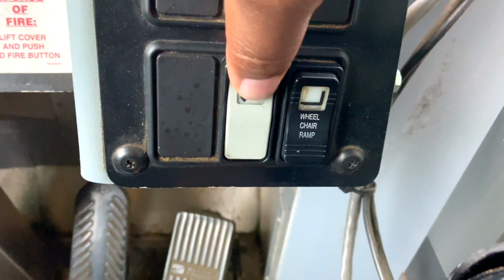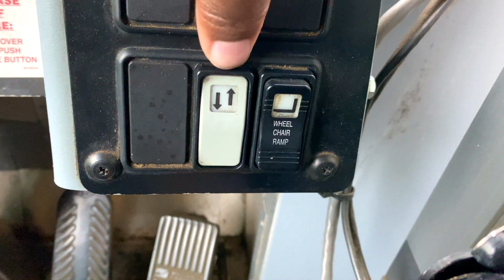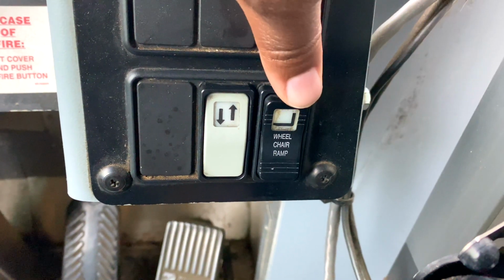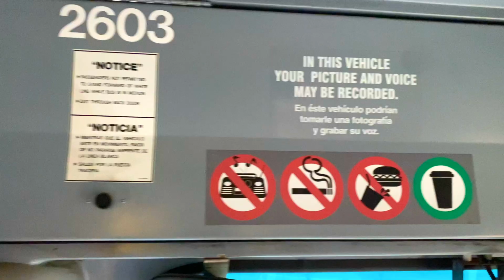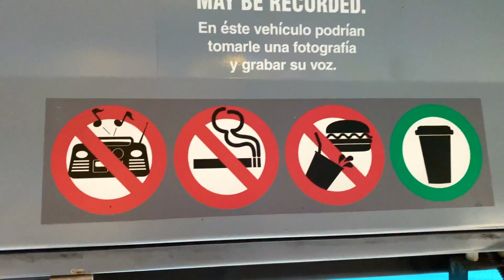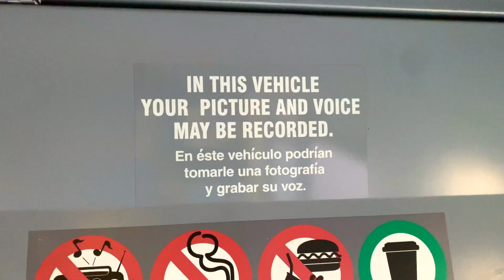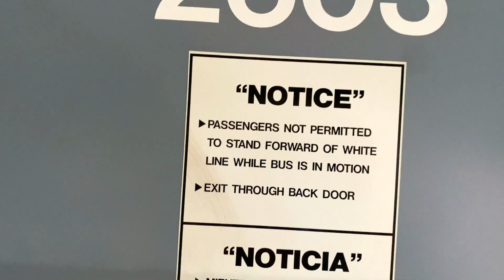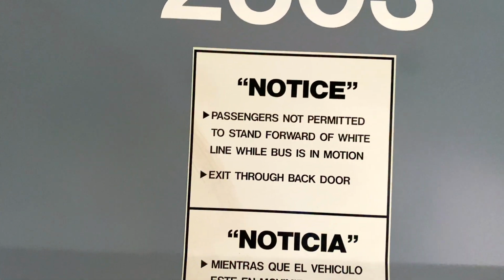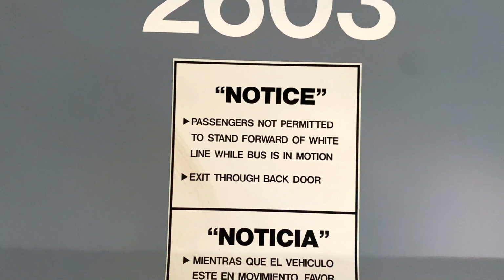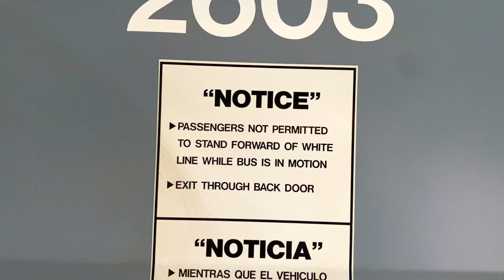Here goes the button right here that I'm able to use to kneel the bus or lower the bus. Here's the button that I use for the wheelchair ramp. A couple of bus rules there, and also letting you know right here that in this vehicle, your picture and voice may be recorded. And also notice passengers not permitted to stand forward of the white line while bus is in motion and exit through the back door.